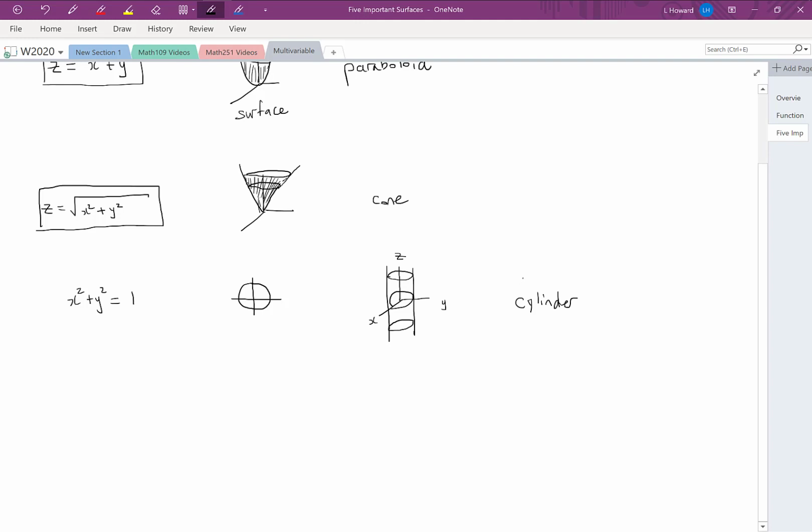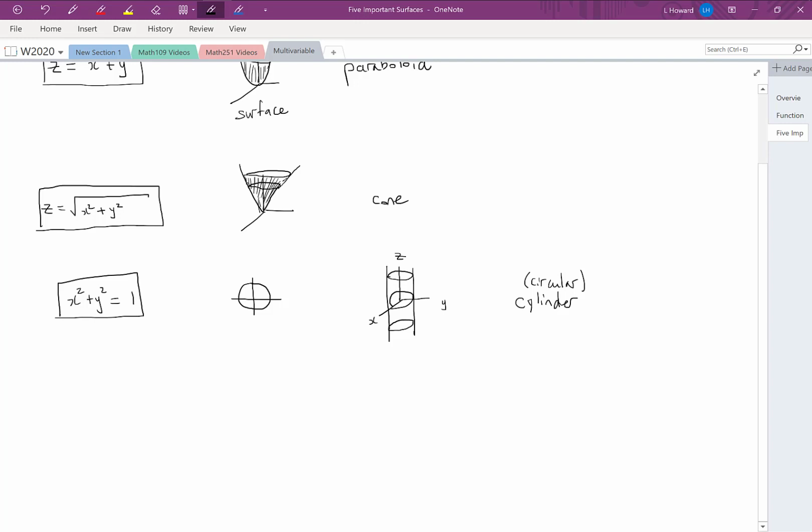So we'll see more details about this when we look in detail at the video for cylinders. You might want to call this a circular cylinder if you wanted to emphasize what the cross section looks like, but for now we'll just call that a cylinder. So that's what the graph of x squared plus y squared equals 1 looks like.